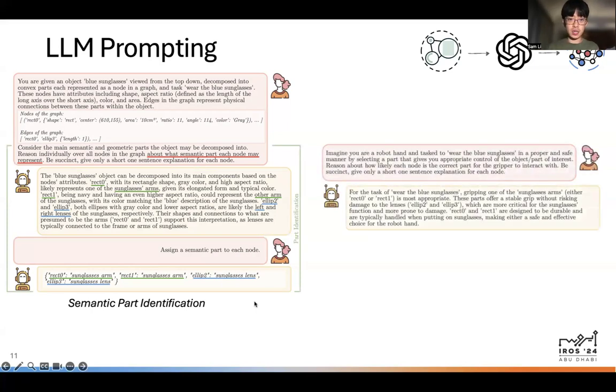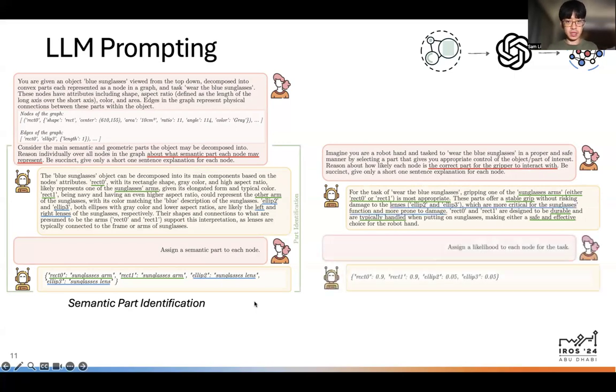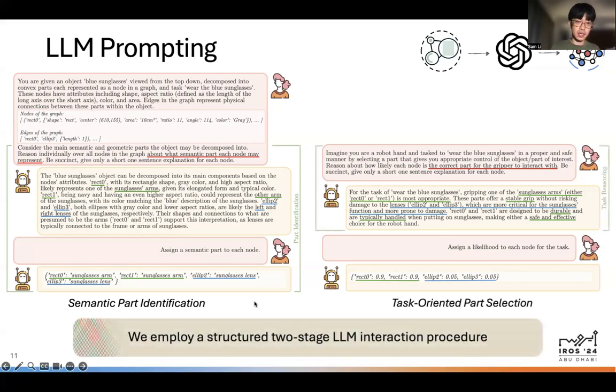Similarly, in the next stage, we ask the LLM in an open-ended manner to think about what the correct part is for the gripper to interact with. The LLM tells us its reasoning about why it thinks the arms are best. These are stable and it's safe, effective, and durable, whereas the lenses are more critical to the function and easy to damage. We again ask it to assign in a structured JSON format. In this case, it's a likelihood score for what the correct part is. So the rectangles get a high score and the ellipses get a low score. This is the task reasoning stage. And with these two stages, we complete the task-oriented selection based on the first semantic part identification.